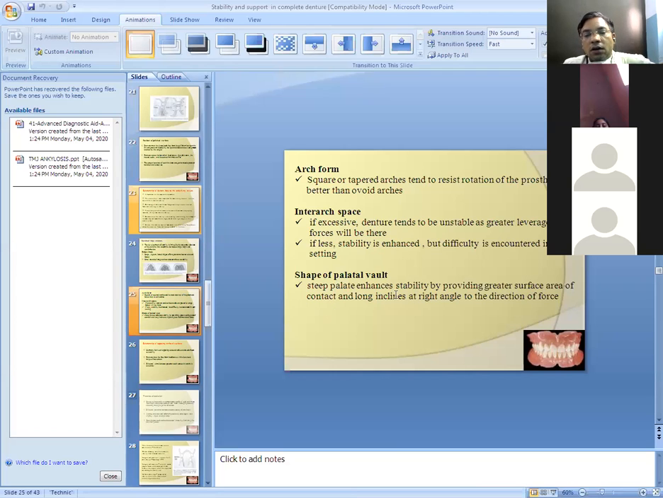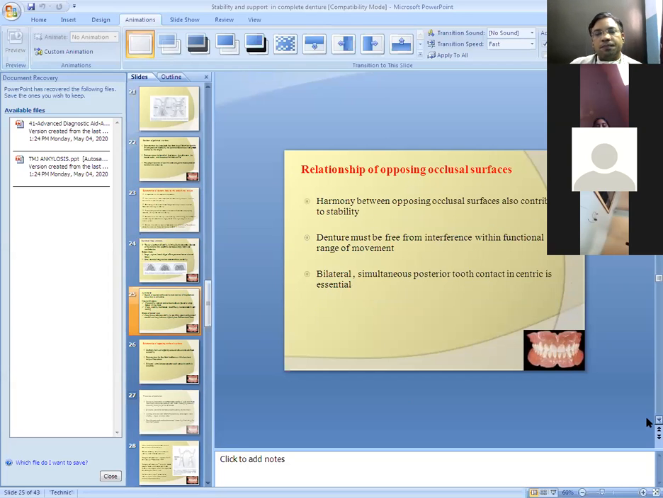Steepness of the palatal wall. If the palate is steep, if the palatal throat form is steep, then stability will be greater. If the palate is slanted, with less surface area, then stability is less. That means the steeper the palate, the more the stability. Again, if the palate is 90 degrees, that is a class 3 palate, then there is less stability or less retention. That is the relationship of the shape of the palatal wall.